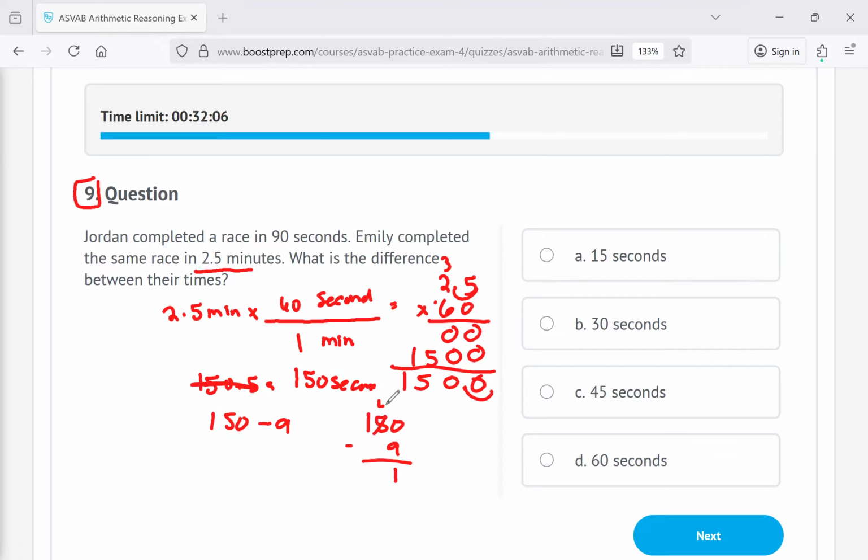Yeah, 150. Oh, it's 150 minus 90. This would be 10, 11, 12, 13, 14, 15. That's 6. 60 seconds. Good.